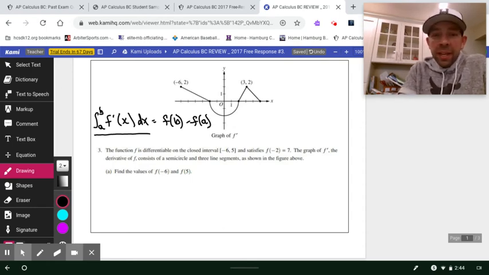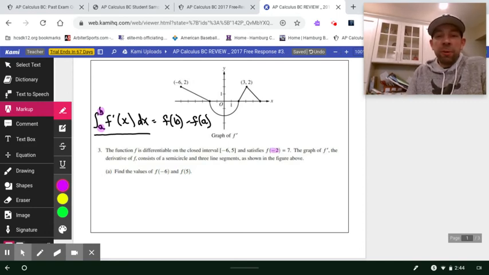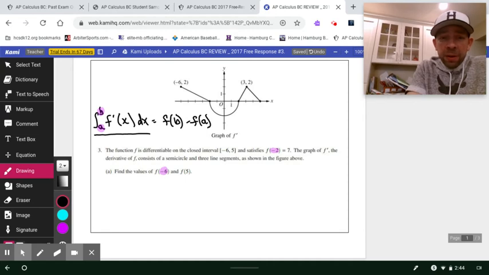And usually, either the a or the b is going to be given. In this case, we have -2 that's been given kind of as a starting point for us. And then whatever value you're looking for, in this case, the first one we have to find is f of -6. That -6 is going to be the other bound. And so the first problem here is I'm going to set up an integral from -6 to -2 of f prime and set that equal to f of -2 minus f of -6.